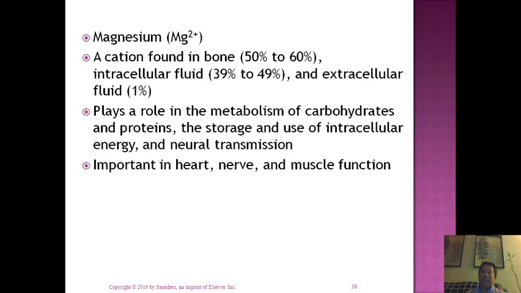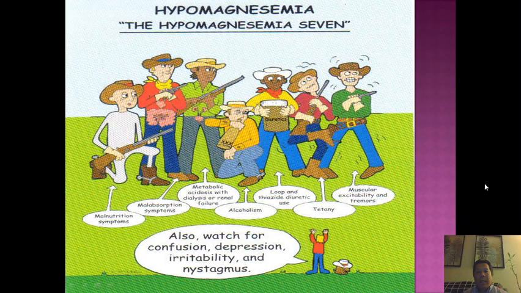In fact, if the patient is having cardiac dysrhythmias, it can be attributed either to imbalance in potassium or imbalance in magnesium level. If you look at this caricature right here, it's called the hypomagnesemia 7, or the 7 possible causes of hypomagnesemia. One is malnutrition. So malnutrition can lead to decreased magnesium level.